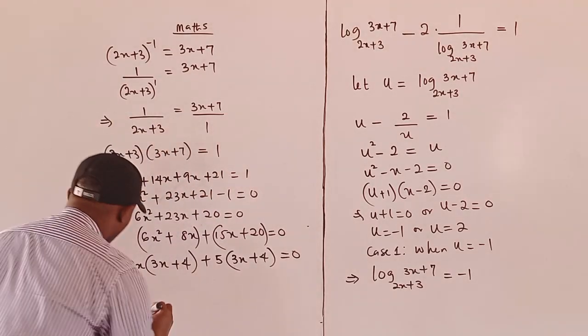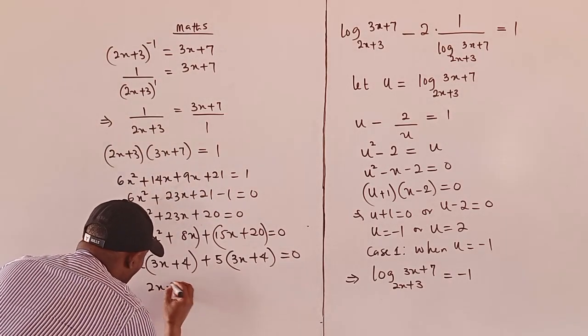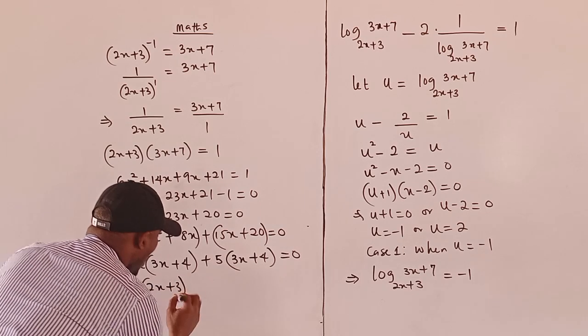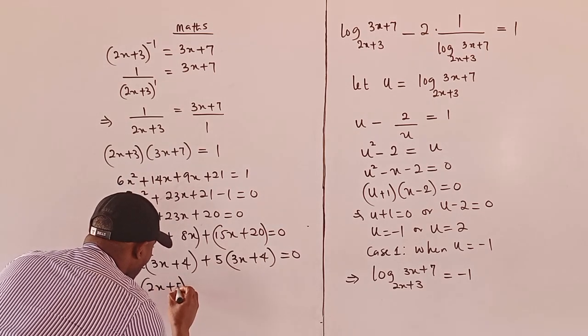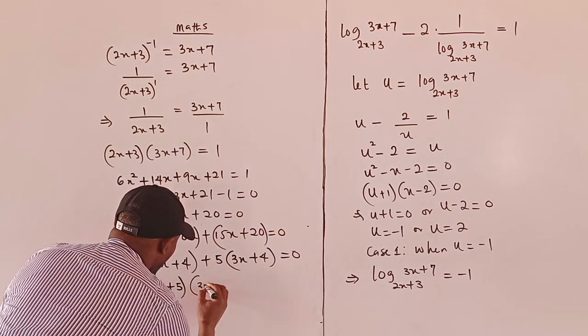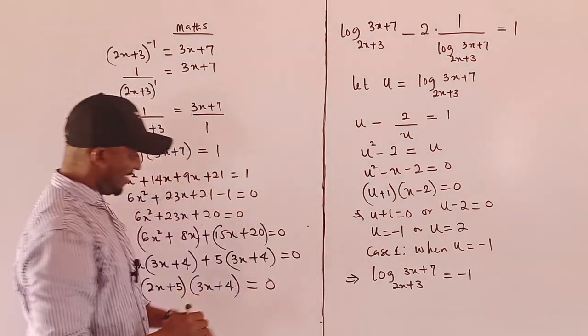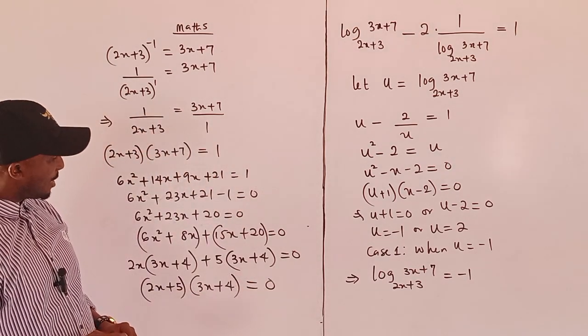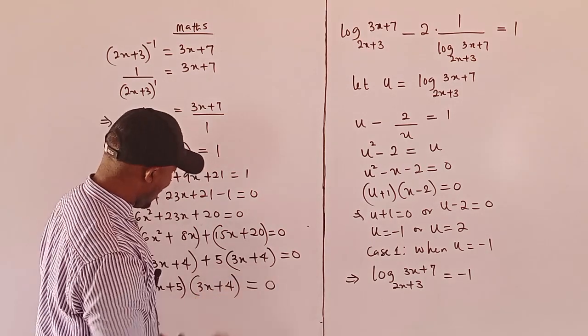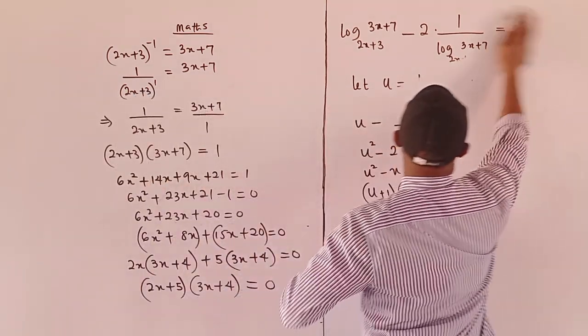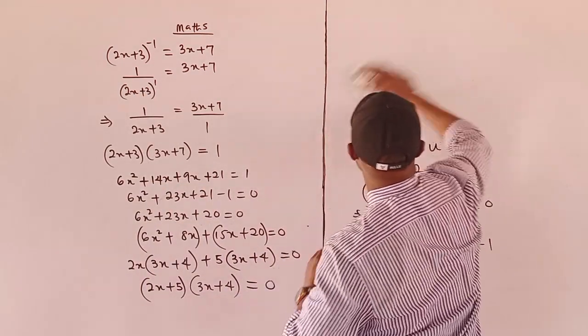So we take the outside factors. That will be 2x + 5, sorry for that, then 3x + 4 equal to 0. So you can see the creativity involved here. So I'll take this part off. It's a big question.